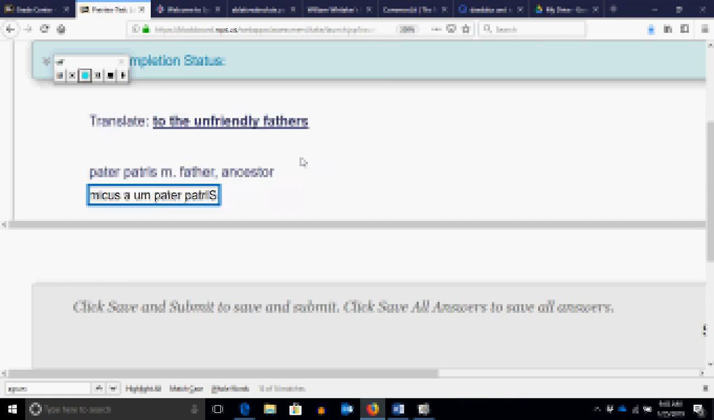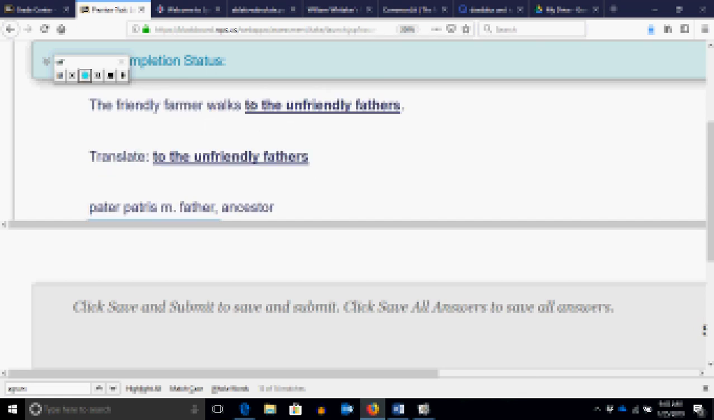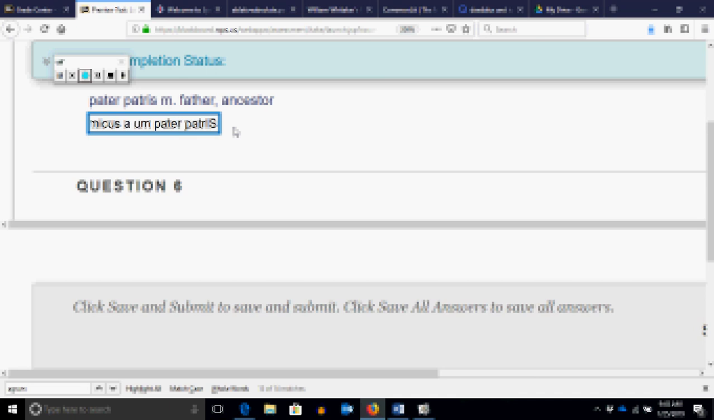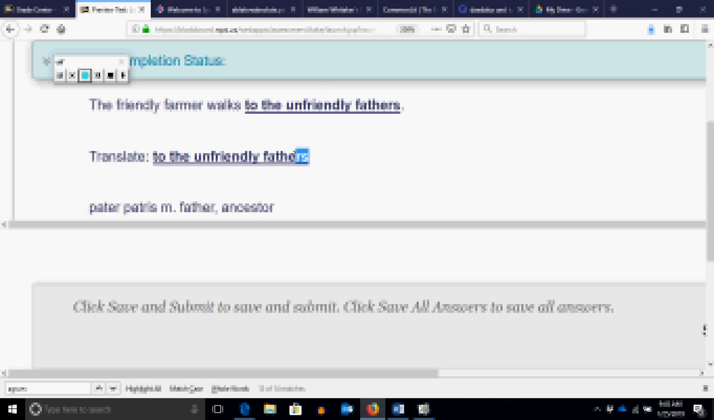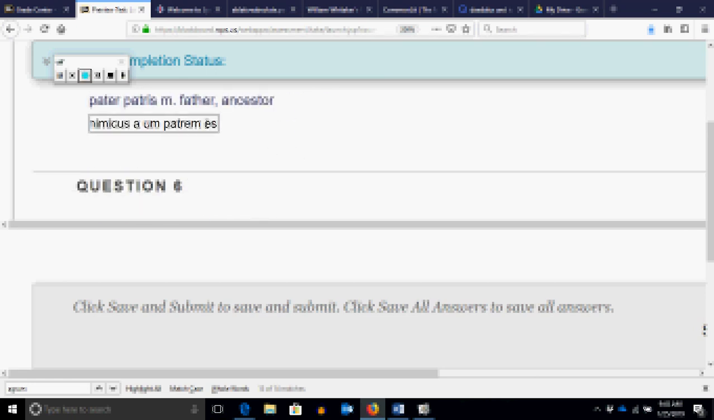P-A-T-R-I-S. So in this example, it's behind "to", so I'm looking for the accusative. So I'm going to take my stem, I'm going to get rid of my nominative form, and my accusative, is it -m or is it -es? Singular or plural? Boom, there's a plural ending, so I'm going to go ahead and use patres as my accusative plural form. Now, I've got to make inimicus.